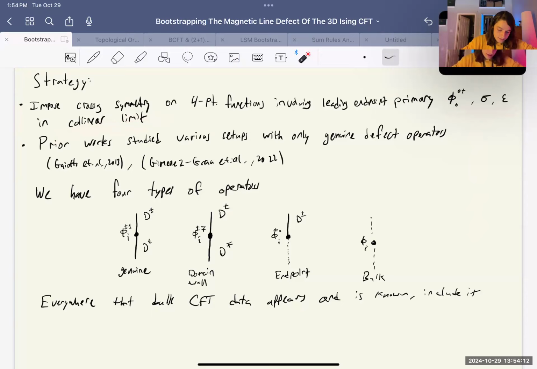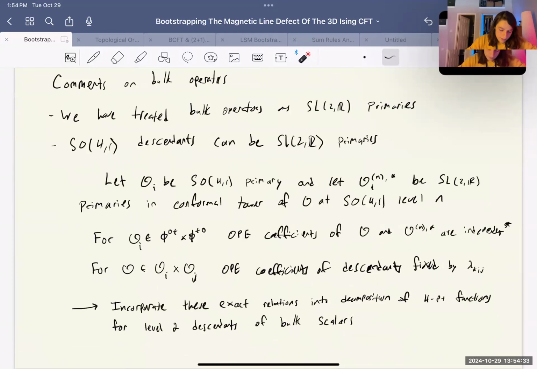So yeah, I'll try to mention quickly some ways to be sensitive to the fact that these operators are actually 3D bulk primary operators. For these bulk operators, basically so far everything I've said just treats them as SL2R primaries. But we should also remember that they're primaries under the bulk conformal symmetry.